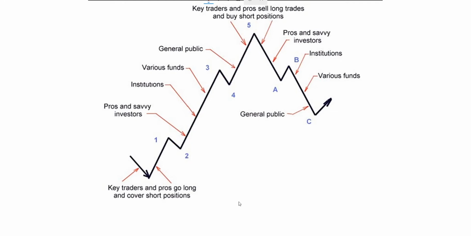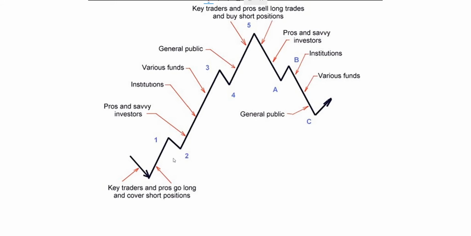Okay, guys, let's see the picture a little bit better, and we can explain every wave from here. And after that, we can see the real deal and how this technical analysis is actually applied to Bitcoin. So the first wave is basically where the key traders and the pros go long and cover short positions. After that, we have the second wave, which is the correction wave. And after that, we have probably the most significant one, which is the third one.